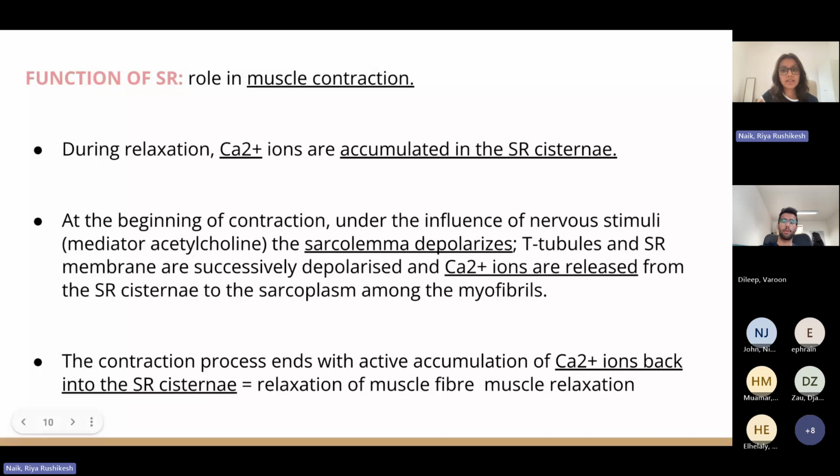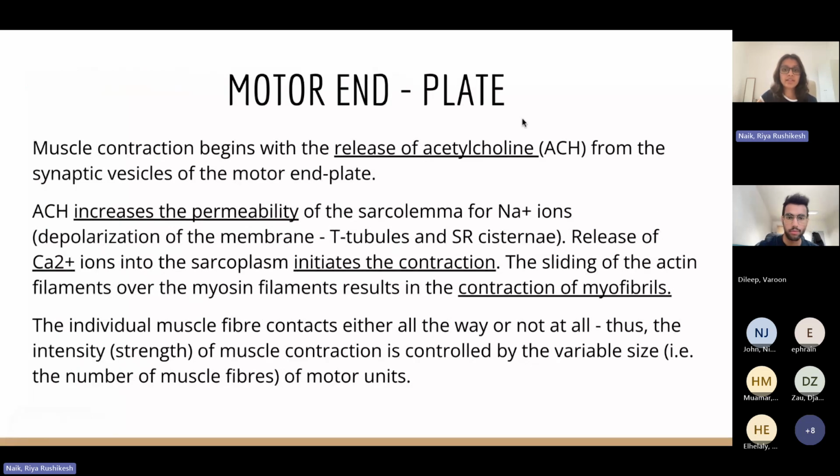Now, the motor end plate is basically another mechanism of contraction. The contraction begins when acetylcholine is released from the motor end plate. The purpose of this acetylcholine is to increase the permeability of the sarcolemma for sodium ions, because the permeability of the sarcolemma is increased for sodium ions.